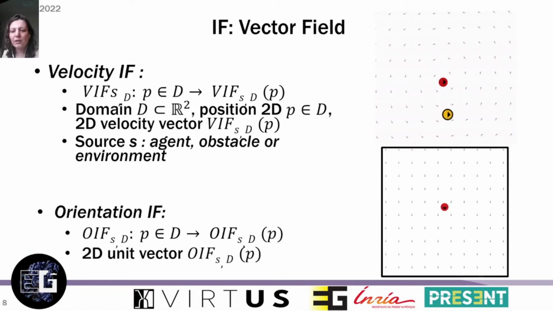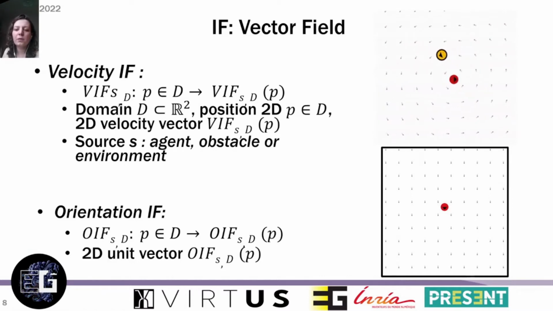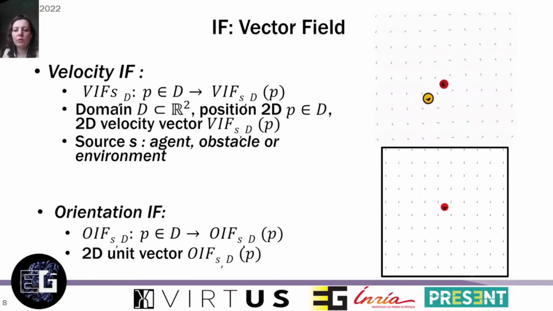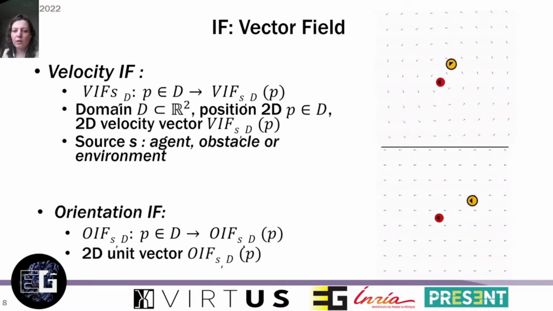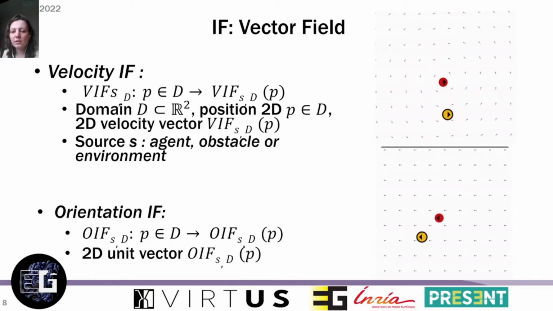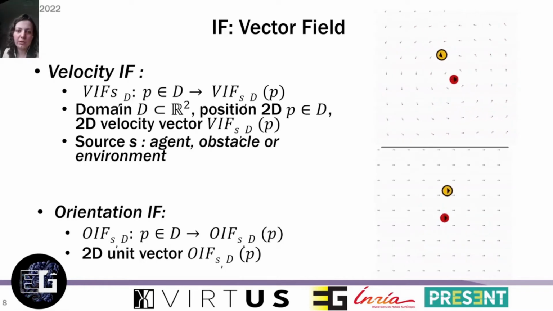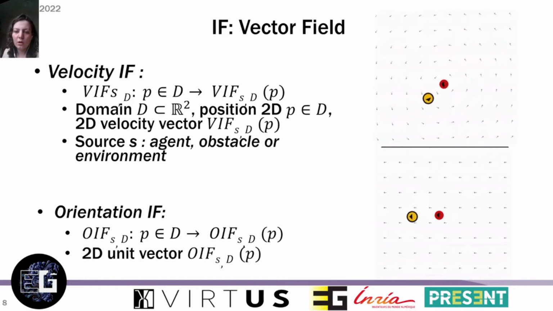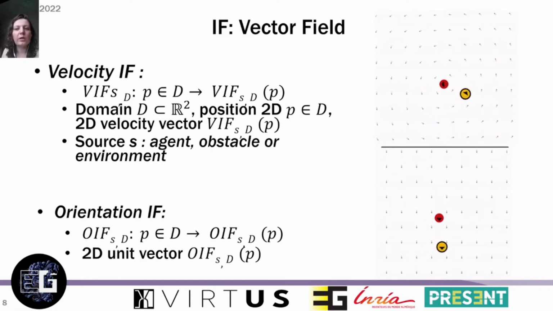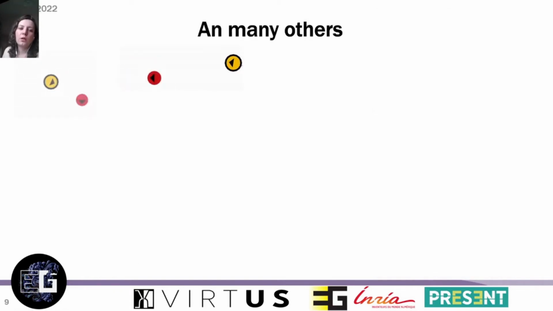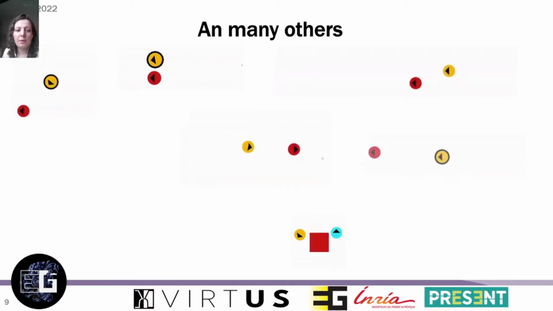An IF can also control the orientation. In that case, the field will map a rotation 2D unit vector to a position P. What we are showing here at the bottom right is the yellow agent circling around the red agent while always looking in the same direction as the red agent, which is the source. This is one local interaction possible with interaction fields. But there can be many, many more.